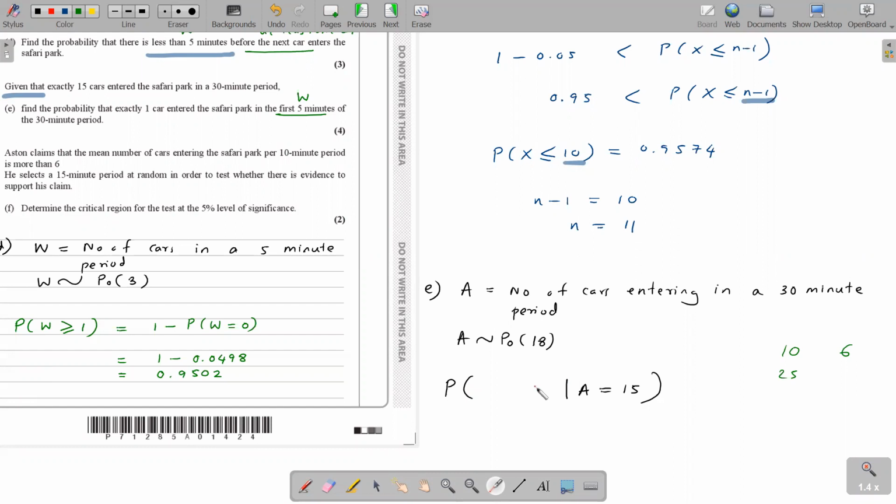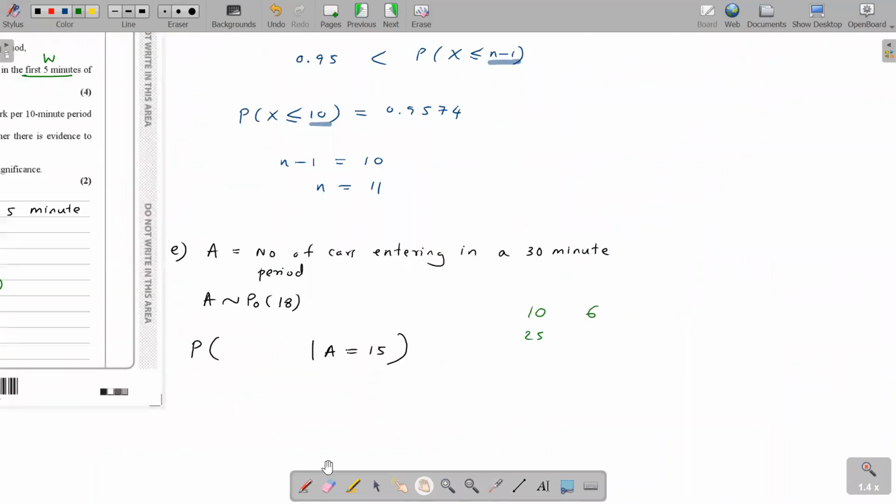So again, do you see there's another need now? We need to define a new variable. What is the new variable needed for? The number of cars entering the park in 25 minutes also needs to be defined. Are you with me? So let's define the other variable quickly. What's the variable? B. So B is the number of cars in 25 minutes.